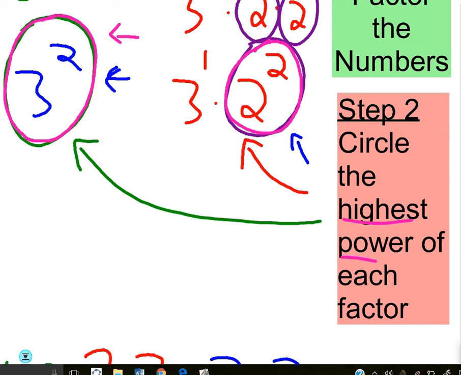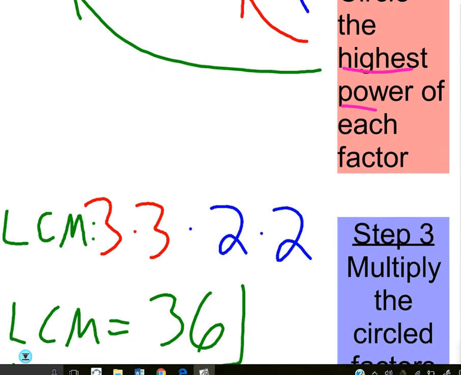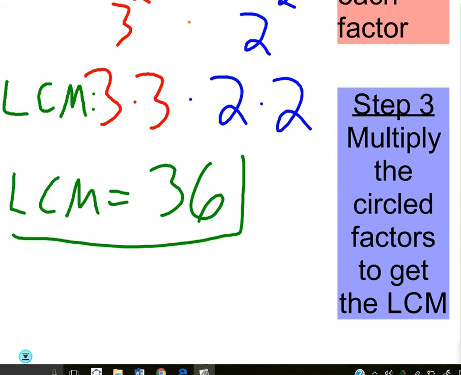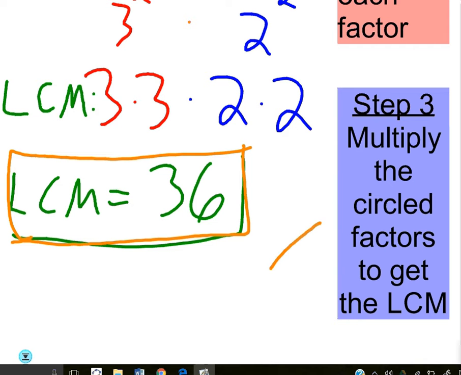Okay, so now that we've done step 2, we can multiply what we circled. In other words, we circled 3 squared and we circled 2 squared, and we can go ahead and multiply those together. And 3 times 3 times 2 times 2 is the same as 9 times 4, which is 36. That's going to give us the smallest number that both numbers go into. So for step 3, you multiply those circled factors to get the LCM.